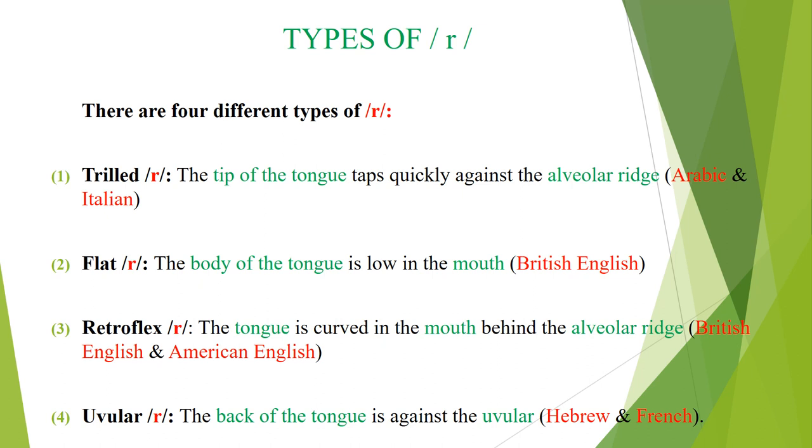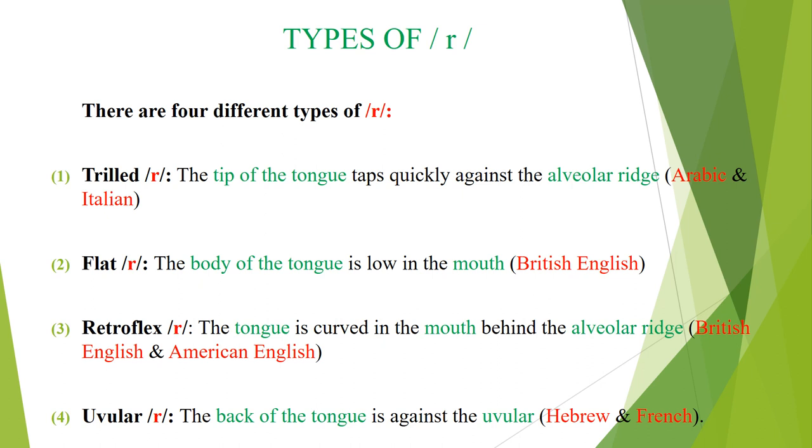is low in the mouth, like British English. For example, when we say the words car, star, ma. Number three, retroflex ra, where the tongue is curved in the mouth behind the alveolar ridge. And this is found in British English and American English. For example, you can say the words car, ring, bring, father.